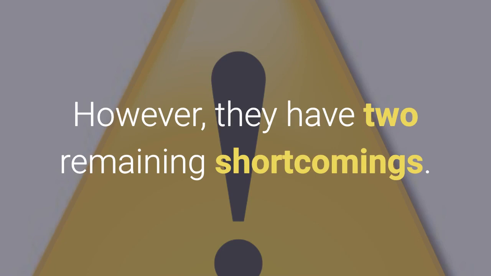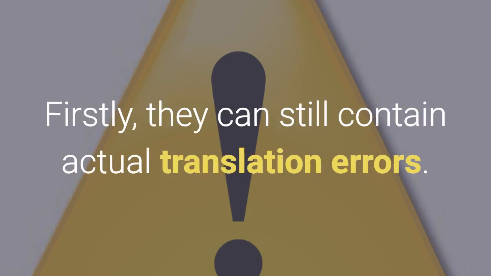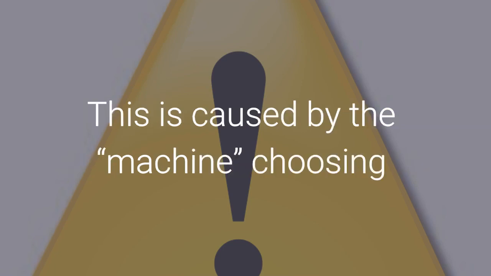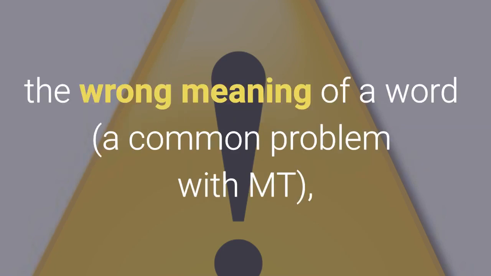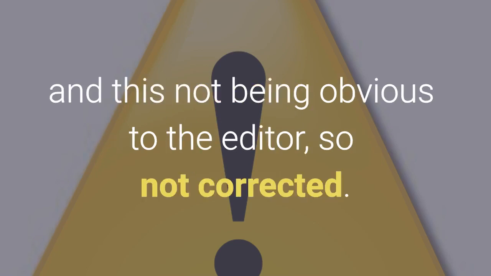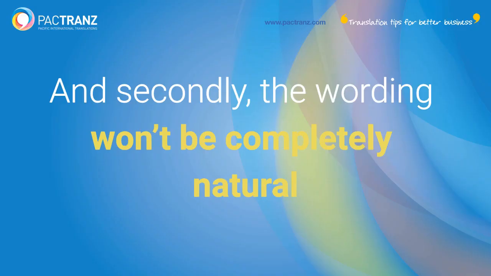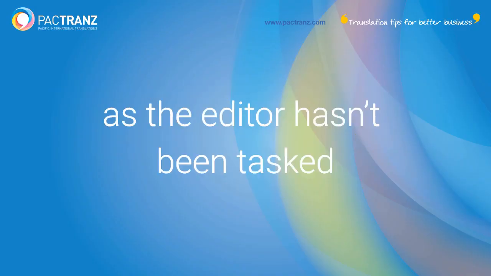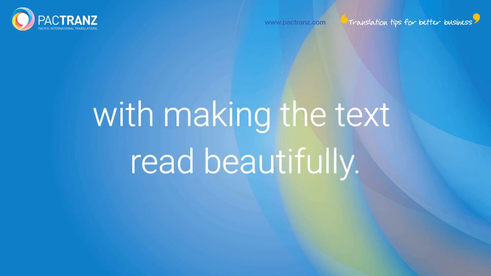However, they have 2 remaining shortcomings. Firstly, they can still contain actual translation errors. This is caused by the machine choosing the wrong meaning of a word, which is a common problem with machine translation, and this not being obvious to the editor, so not being corrected. And secondly, the wording won't be completely natural, as the editor hasn't been tasked with making the text read beautifully.